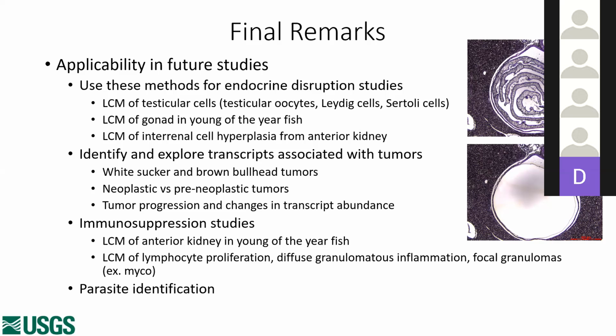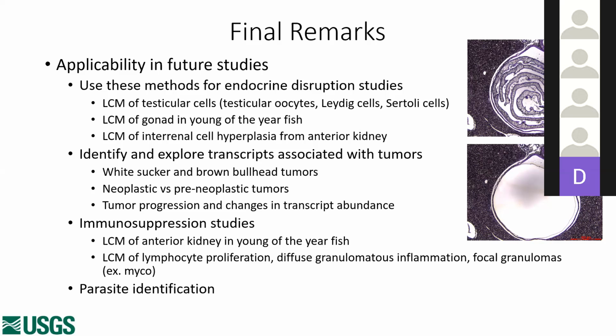You could cut out interrenal cell hyperplasia from anterior kidney to try and identify stress markers. You can identify and explore transcripts associated with tumors. We have collected lots of white sucker and brown bullhead samples with different types of tumors associated with them. So we would like to go back and cut some of that out and analyze the gene expression in the tumors versus normal tissue. You can look at gene expression in neoplastic versus pre-neoplastic tumors, or you can even look at tumor progression and how these change.